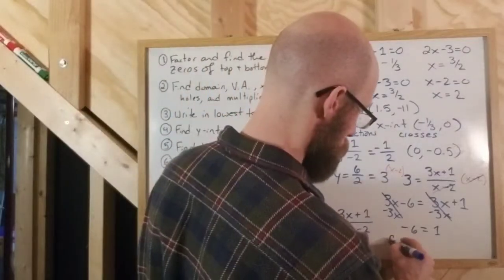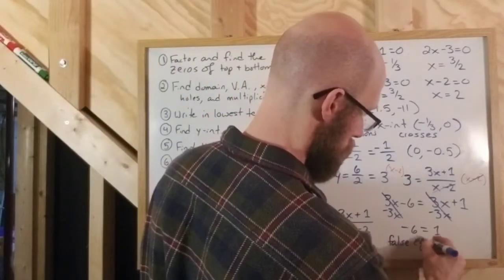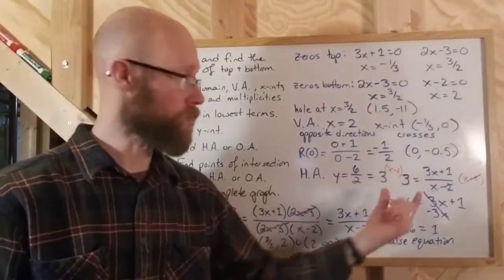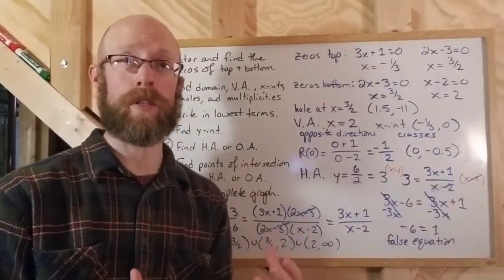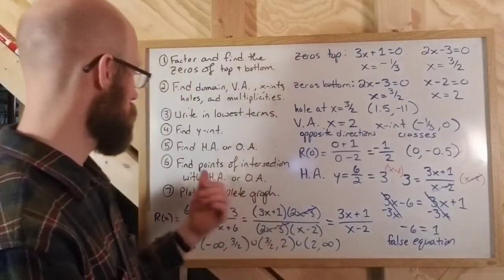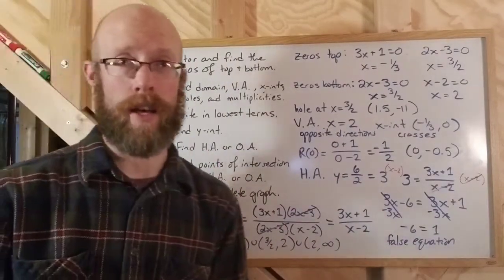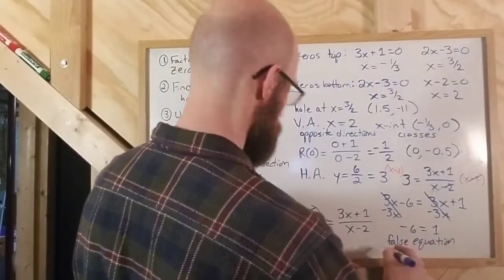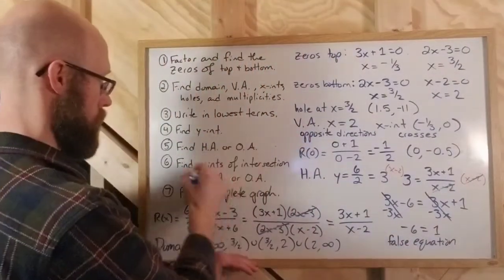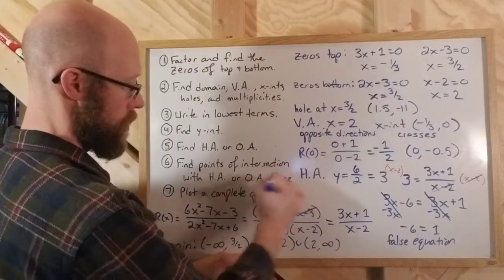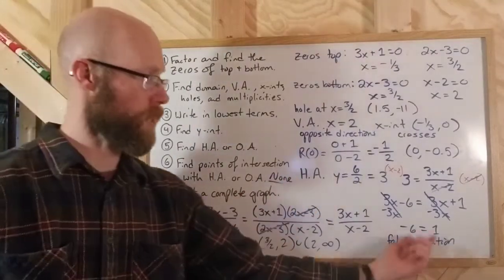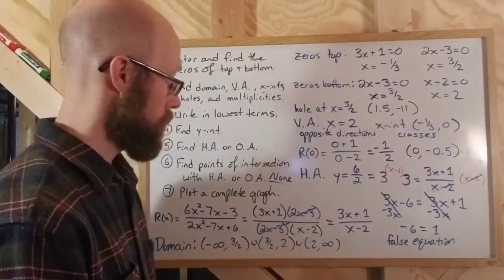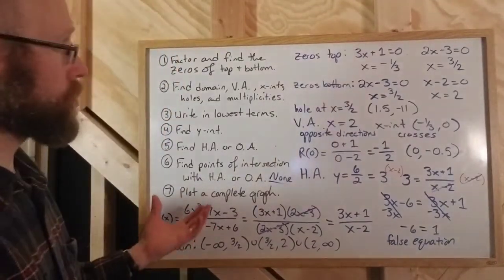So this is a false equation, meaning there's no solution. If there's no solution, that means there are no points of intersection with the original horizontal asymptote. Okay, so no points of intersection. So I could say for this one, there's none. All right, and that's because we got this false equation here. Okay, so I think that pretty much covers all of our bases.